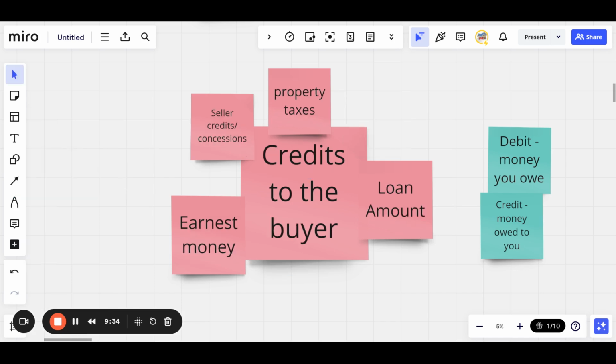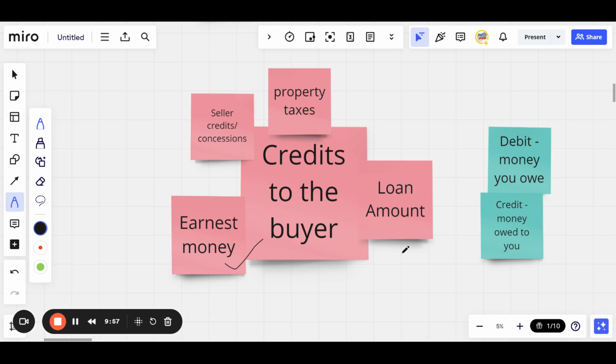All right. Credits typically owed to the buyer. Now, I'm going to make a couple points here, okay? Earnest money is always, always, always a credit to the buyer at closing. Why? Because they've already put that money up, so they don't have to bring that to the closing table. So earnest money, check that box off. Absolutely, they don't need that at all.